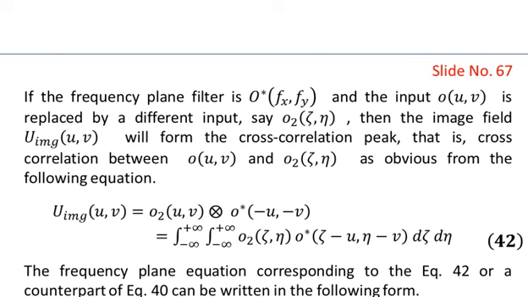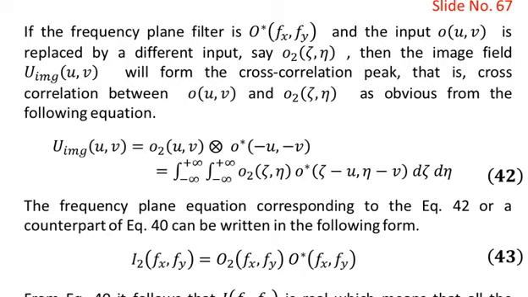Now, if the frequency plane filter is O star, that is the complex conjugate of capital O, so this is our filter, and the input O at the UV coordinates is replaced by a different input, say O2 at the zeta and eta plane. Then the image field, that is U image, will form the cross correlation peak, that is the cross correlation between O and O2. That is O at the UV coordinates and O2 at the zeta and eta coordinates, as is obvious from the following equation, that is from equation number 42.